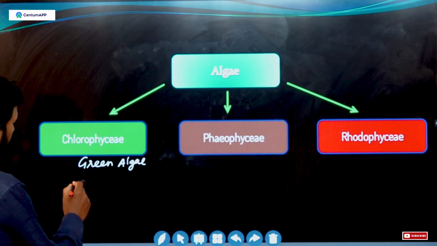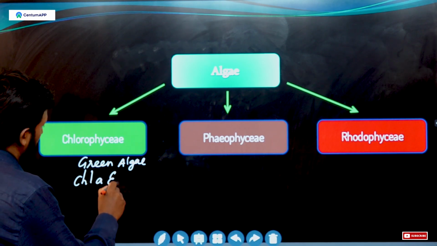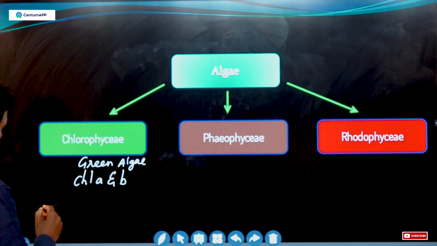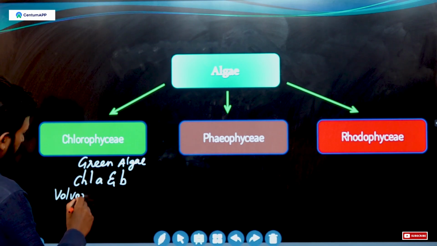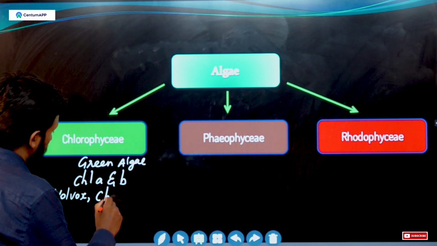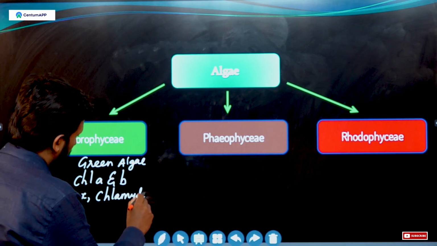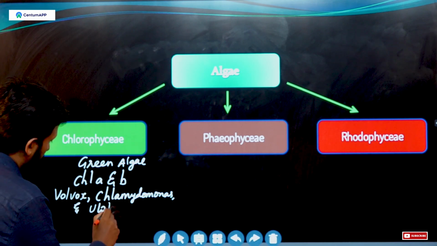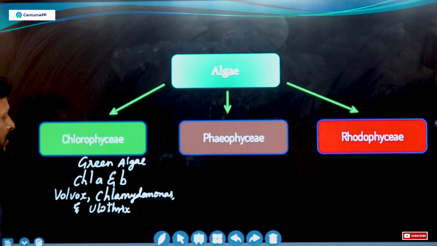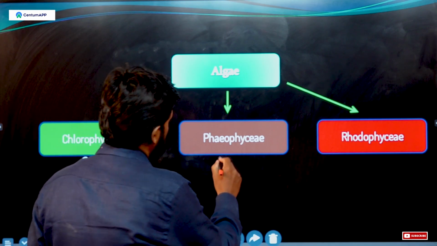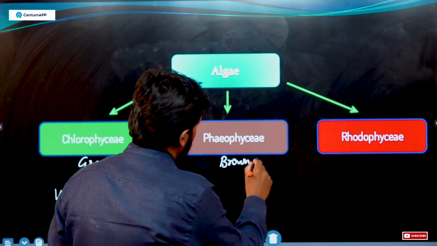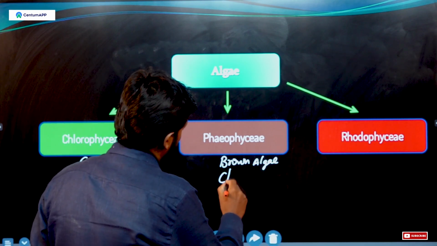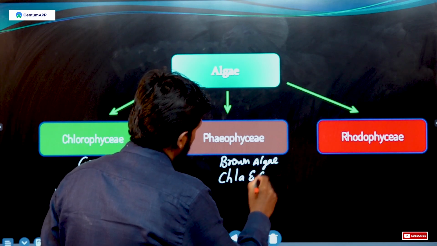Their chlorophyll content is mostly chlorophyll A and chlorophyll B. Some examples of chlorophyceae are Volvox, Chlamydomonas, and Ulothrix. Then phaeophyceae, which we call brown algae. They contain chlorophyll A and chlorophyll C.